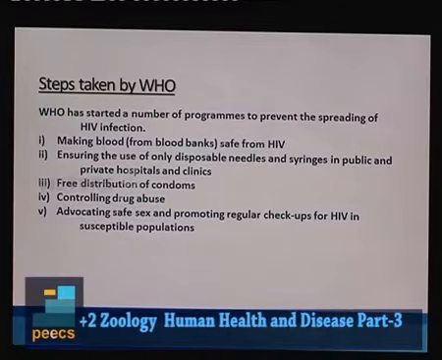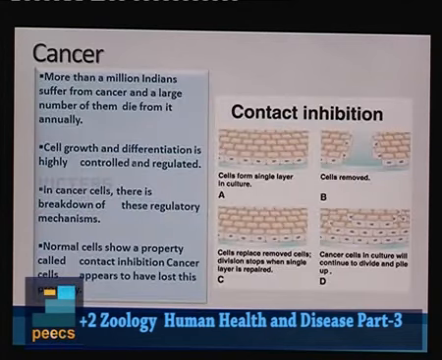And the steps are, they are making blood safe from HIV. They are ensuring use of only disposable needles and syringes in public and private hospitals and clinics. And also they are doing free distribution of condoms. They are controlling drug abuse, because drug abuse is also a way of transmitting HIV. Then advocating safe sex and promoting regular checkups for HIV in susceptible populations. So, these are all steps taken by the World Health Organization.